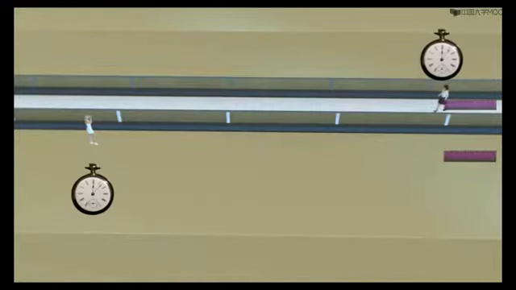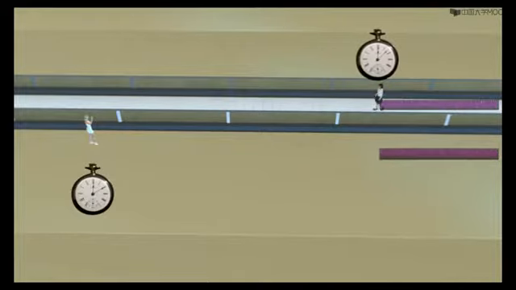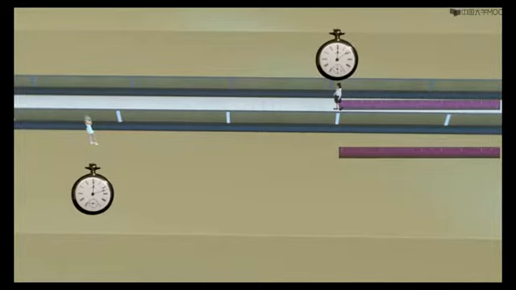But speed is just a measure of distance moved in a given time. And in order to agree on the speed of light, different observers might have to disagree about distance and time.